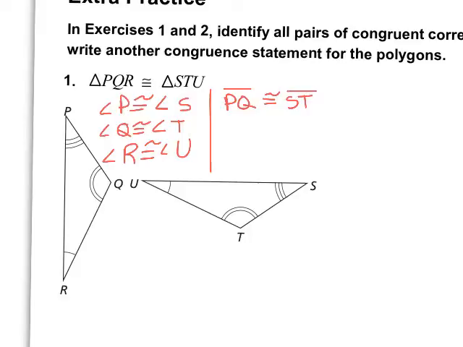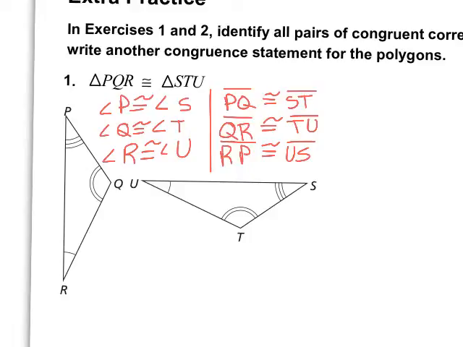Then we go with QR. So what would QR be congruent to? TU. And then we go with the third, RP. And RP would be congruent to US. So when you have congruent triangles, you know all 3 sets of angles should be congruent, and all 3 sets of sides should be congruent.